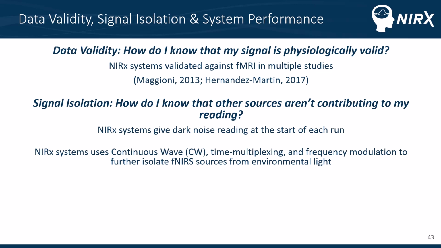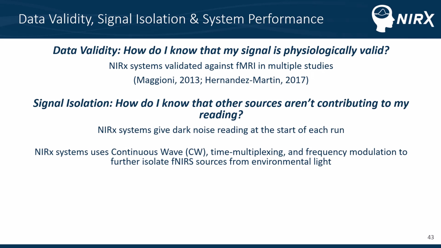Signal isolation: how do I know that other sources aren't contributing to my reading? Well, NIRx systems give a dark noise reading at the start of each run. The dark noise is not only a measure of detector performance, but also a measure of environmental light interference. It's basically a reading at the detector when the sources are turned off. So you can tell if you have high environmental light interference, and you can address that light source by using shower caps, and so on.